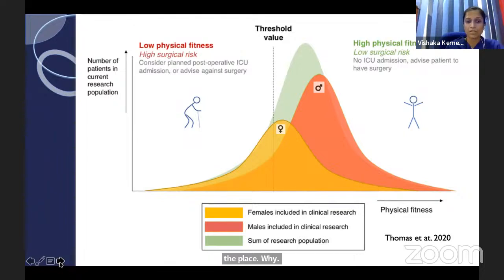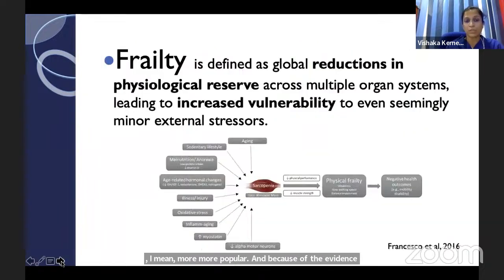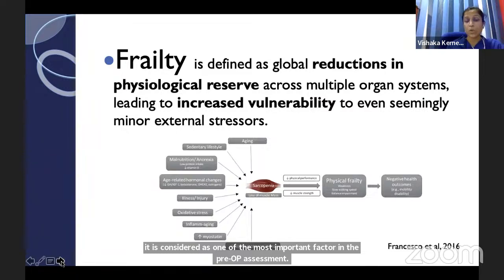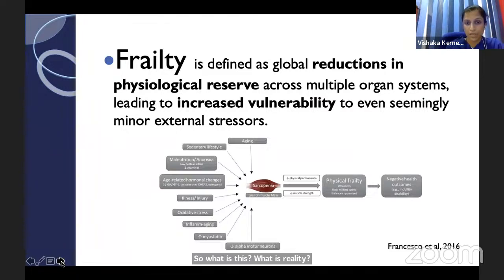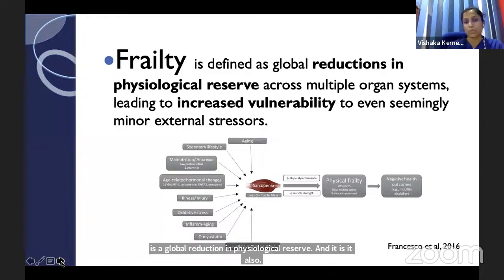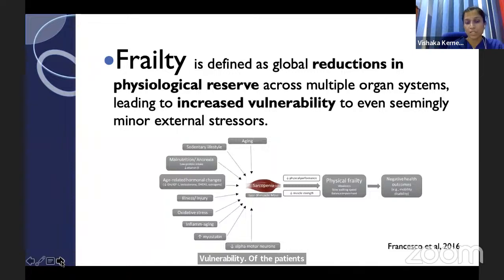It has gradually grown more popular, and because of the evidence, it is considered one of the most important factors in the pre-op assessment. So what is this? What is frailty? It is a global reduction in physiological reserve, and it also increases the vulnerability of the patients to even a minor stressor.